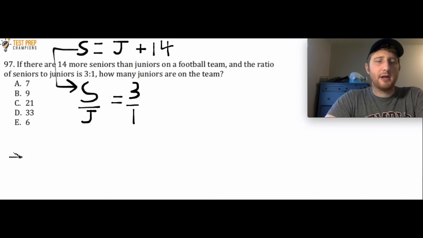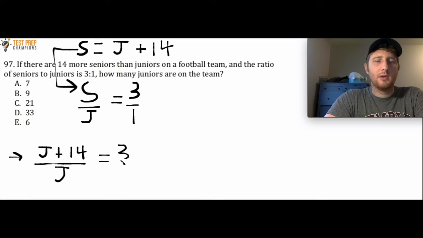I'll rewrite it down here. So I'd have j plus 14, divided by j, equals 3 over 1. Or really, you could just write 3, because 3 divided by 1 is just 3.